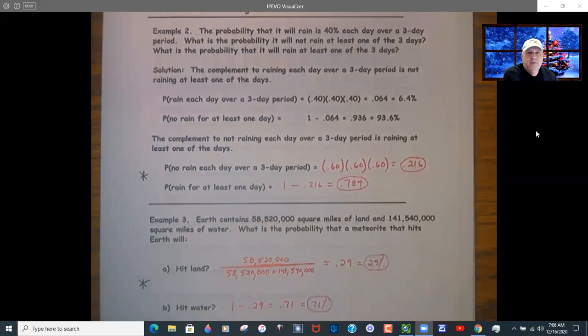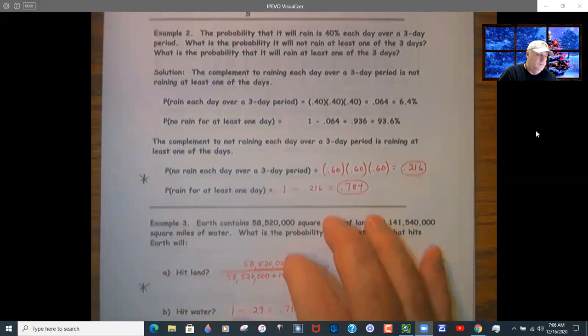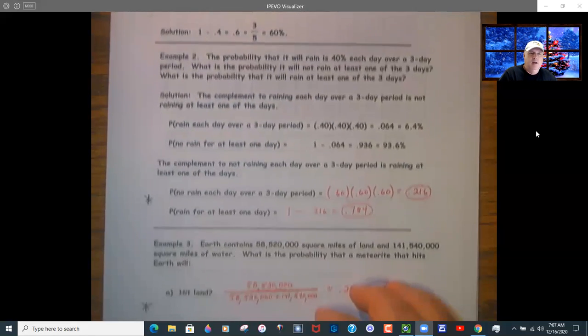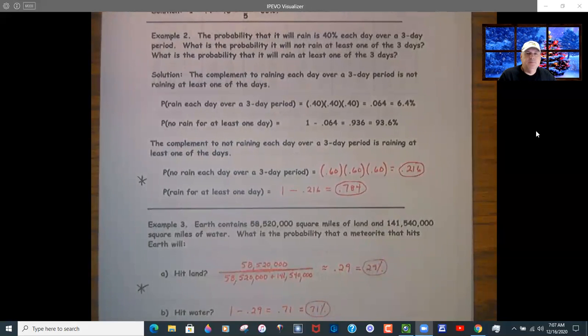So this is dealing with really the and principle in example 2. I guess I have to start with example 1. The probability that it will rain today is 40%. Find the probability that it will not rain. Okay, 1 minus 40%. Example 2 is about the and principle and the complement. The and principle is a multiplication situation, which we're going to get to after this page. The probability that it will rain over a 3-day period, so the first day and the second day and the third day, is an and situation. You multiply the probabilities together.